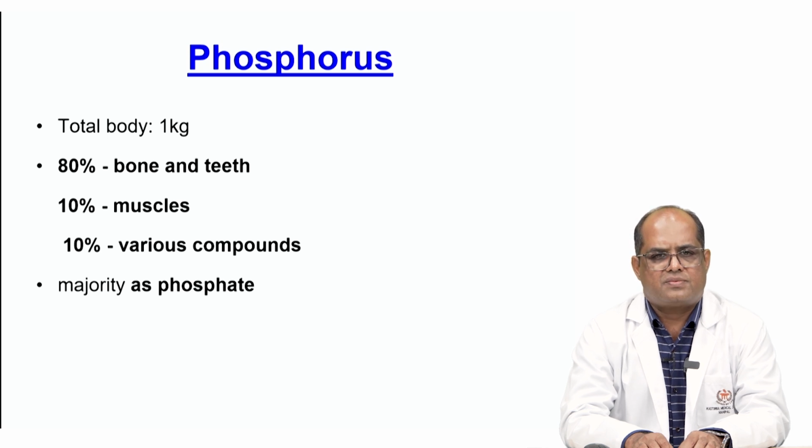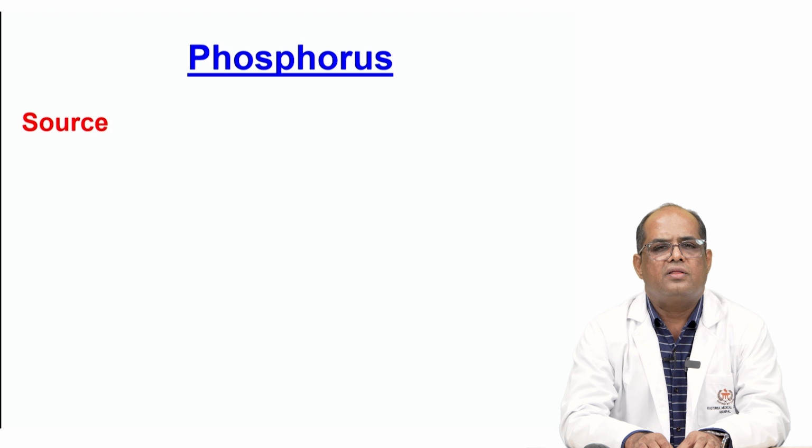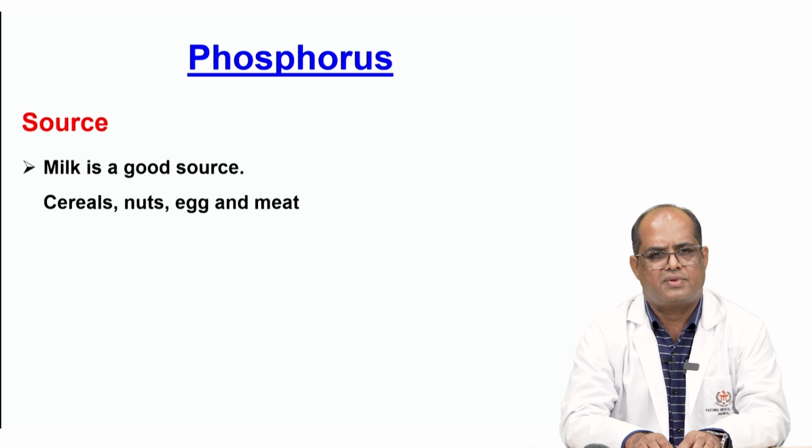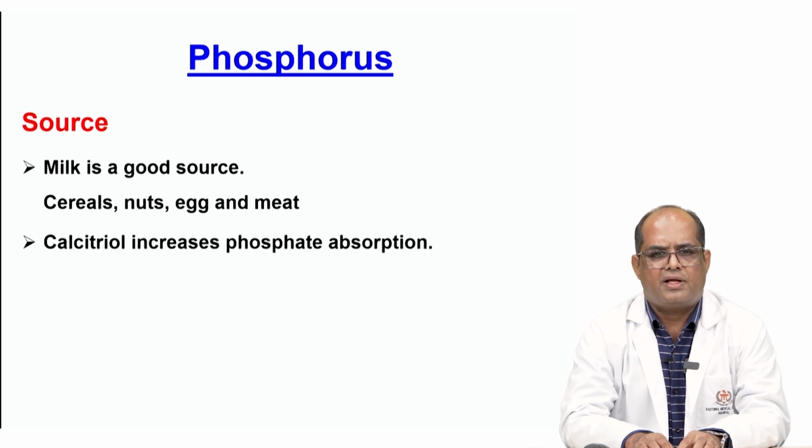The total body phosphorus content is around 1 kilogram. Out of that, 80% is present in the bones and teeth, 10% is present in the muscles and the remaining 10% in various compounds, and the majority of the phosphorus is present in the form of phosphate. The important sources of phosphorus are: milk is a very good source, and cereals, nuts, egg and meat are moderate sources of phosphorus. Calcitriol, which is the active form of vitamin D, increases the phosphate absorption.